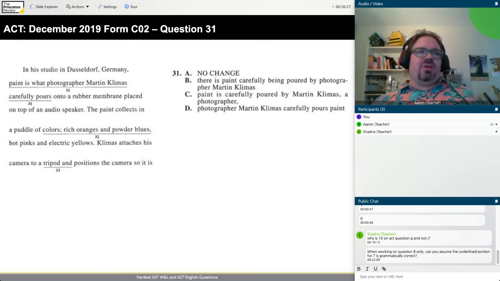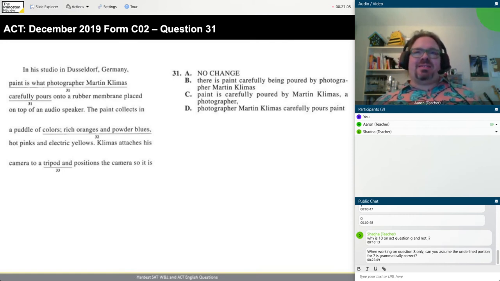So, in a studio in Dusseldorf, Germany, paint is what photographer Martin Klamas carefully pours onto a rubber membrane placed on top of an audio speaker. Okay. Doesn't seem to be great, doesn't seem to be terrible, it seems to be whatever. I look at my answer choices, and first of all, as I already mentioned, the answer choices are long. And second of all, I note that the word order is changing in every single answer choice.